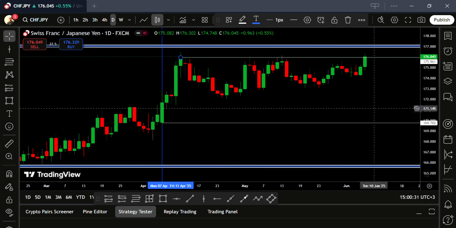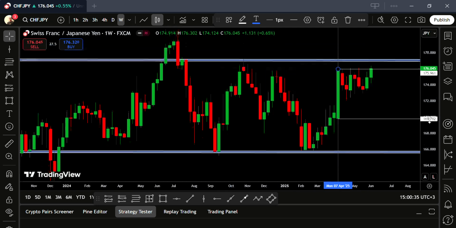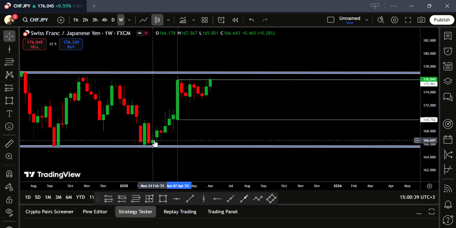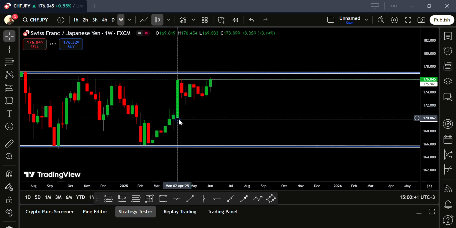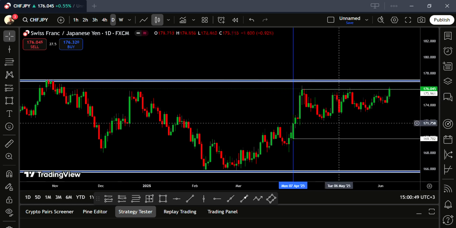We know first of all on the weekly we are in an uptrend. Let me show you. We are in an uptrend on the weekly. So this is a high, this is a low, this is a high, this is a low, this is a higher high. So we know on the weekly we are in an uptrend. When you come to the daily, what do you see? What do you see on the daily?